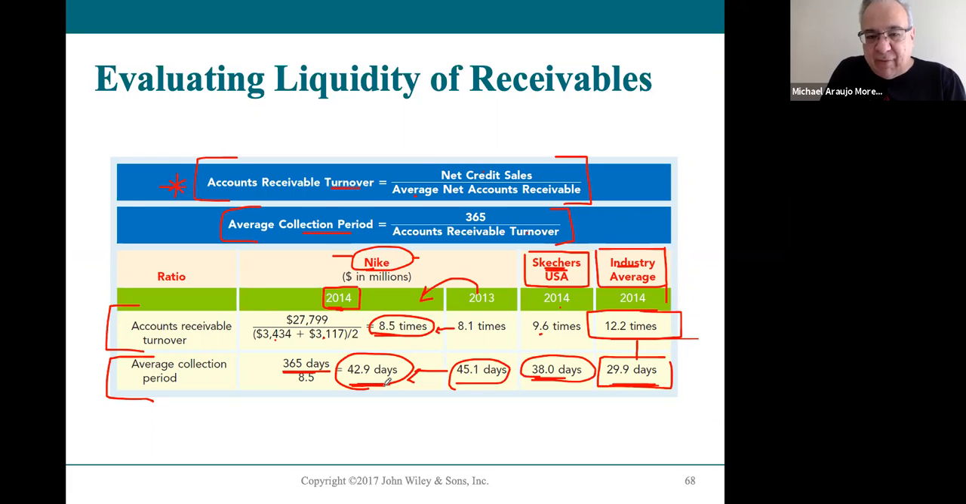So if I were the head of Nike Finance, I would bring everybody in the room and show them this information. This is where we are. This is where we want to be. And my advice to them would simply be, just do it.